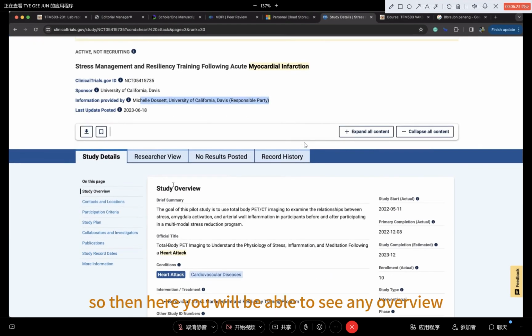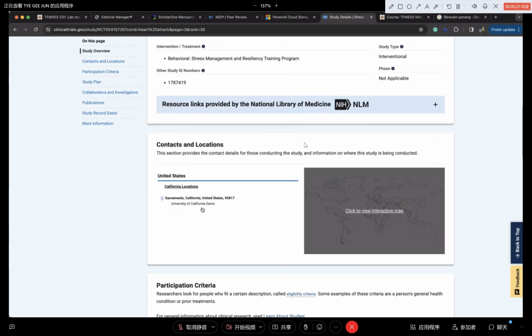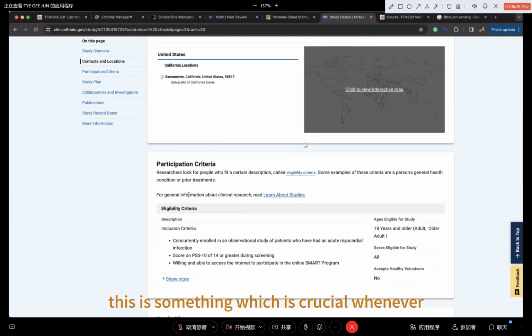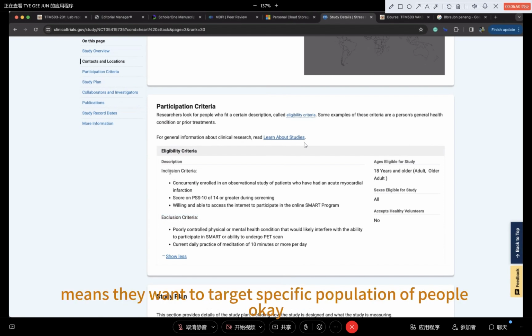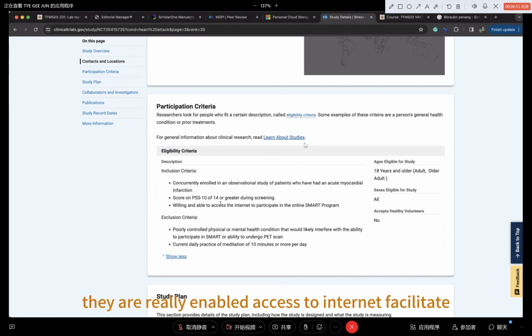So then here you will be able to see the study overview, location. Okay, this is something which is crucial. Whenever a clinical trial is done, there is normally criteria. Okay, so it's called the eligibility criteria here, and normally it includes two. One is called the inclusion criteria, the other one is called the exclusion criteria. Okay, inclusion criteria means they want to target specific population of people. Okay, so for example, this one, they say, oh, they are willing and able to access the internet to participate with the SMART program, score of PPS 10 or 14 or greater.